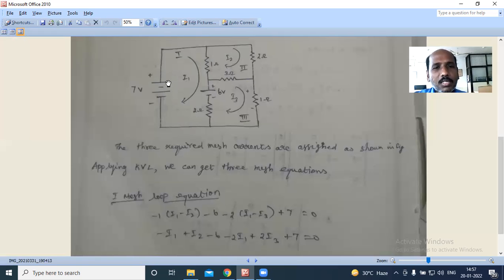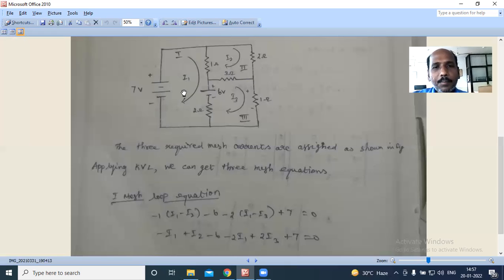So if the current flows from the positive terminal to the negative terminal, we should give a plus sign for that battery. Otherwise, if the current flows from negative to positive, you should give a negative sign for that. Okay. Now, let us see how to form the equation.